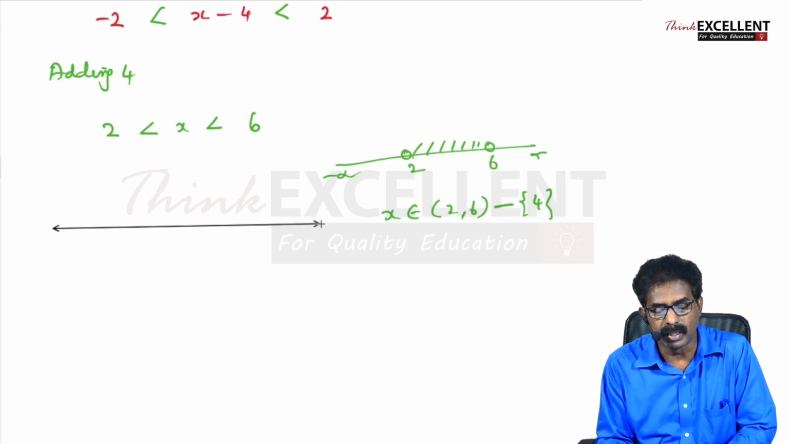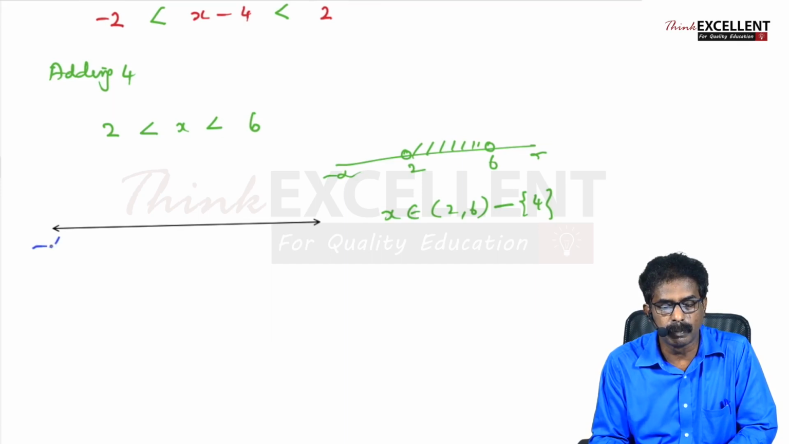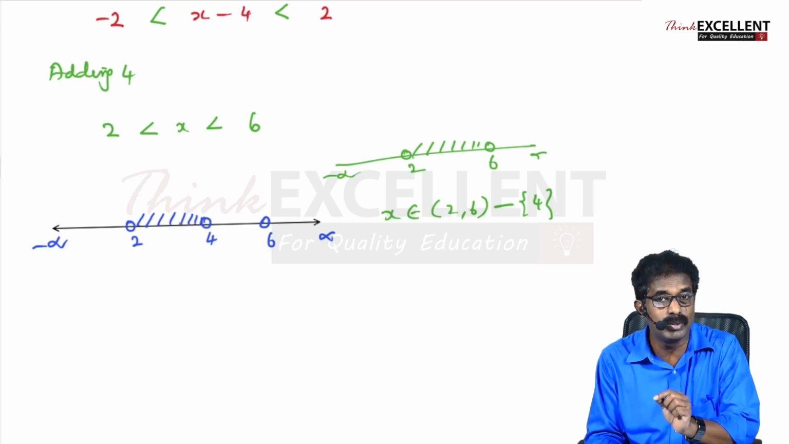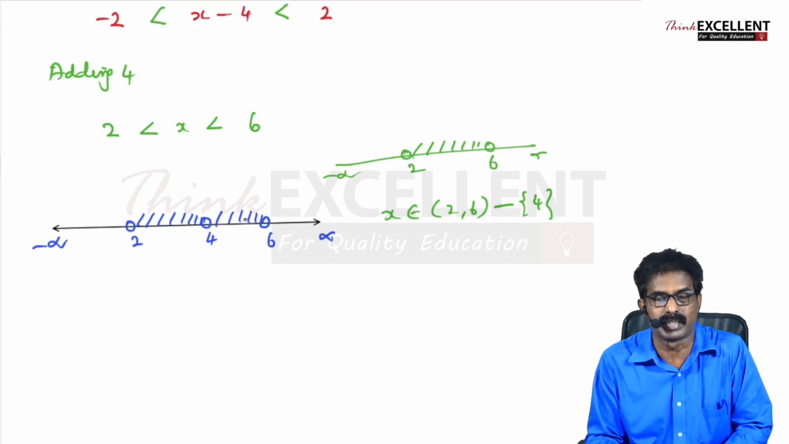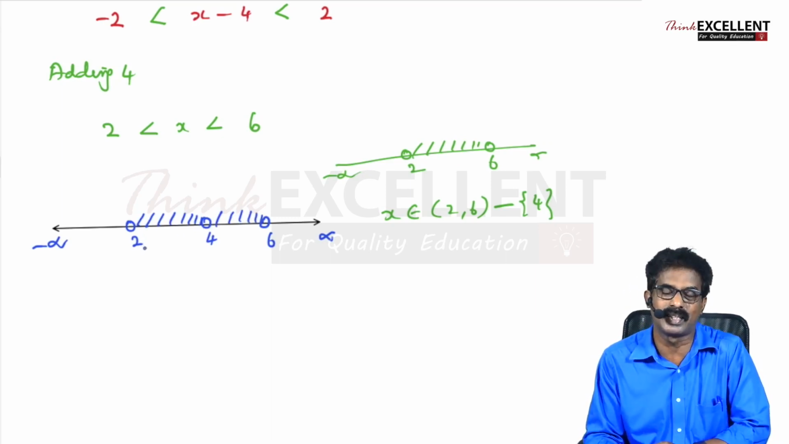See, this is the number line. It is from minus infinity to plus infinity. 2 is here, 6 is here, 4 is here. So we want this portion between 2 and 4. 4 alone, don't take. After 4, you take just before 6. Okay, these are the portions. 2 is not included, 4 is not included, 6 is not included.